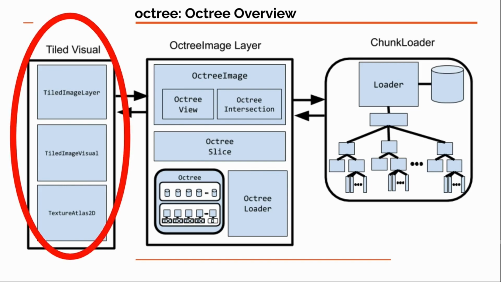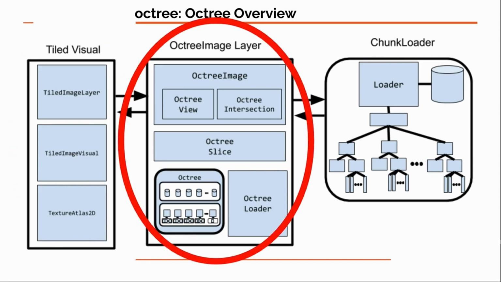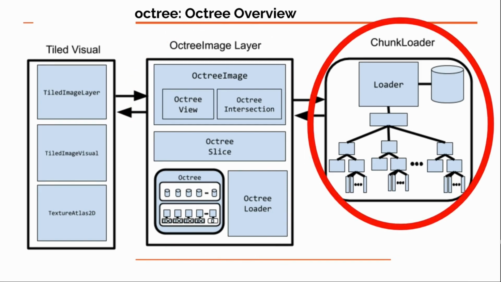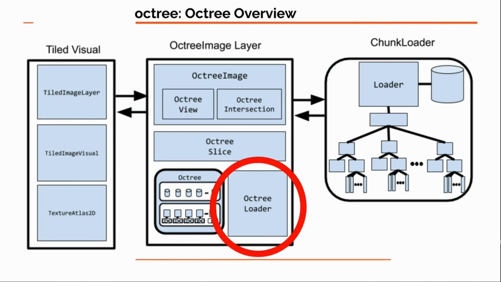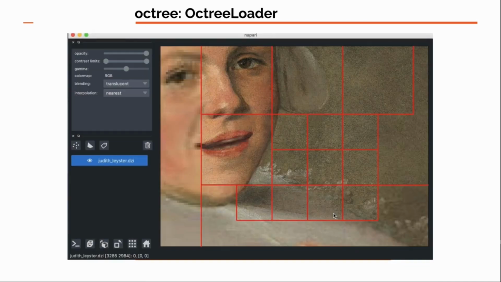So this is the whole thing, right? On the left is the visual we just saw. In the middle, there's a layer, an octree image layer. And inside there is the octree, and then we already saw the chunk loader. And so these three pieces just work together. The octree loader is actually the most complicated thing. I'm not going to try to diagram how it works because I think it's probably going to change. I will show what it does. So the loader is loading chunks that it needs, and it's choosing what level to draw.